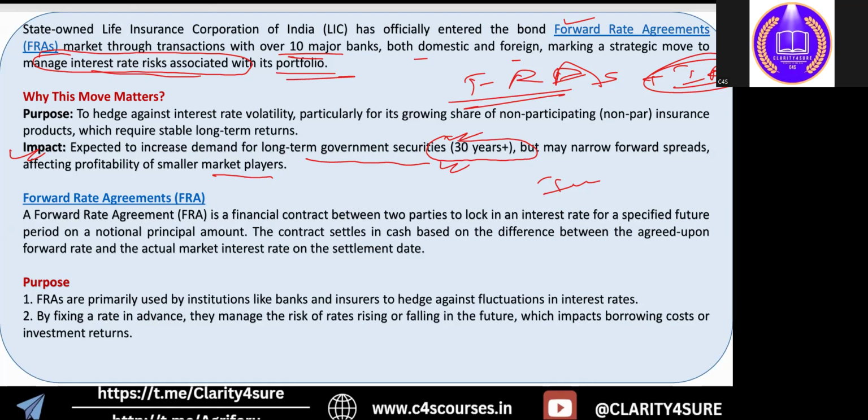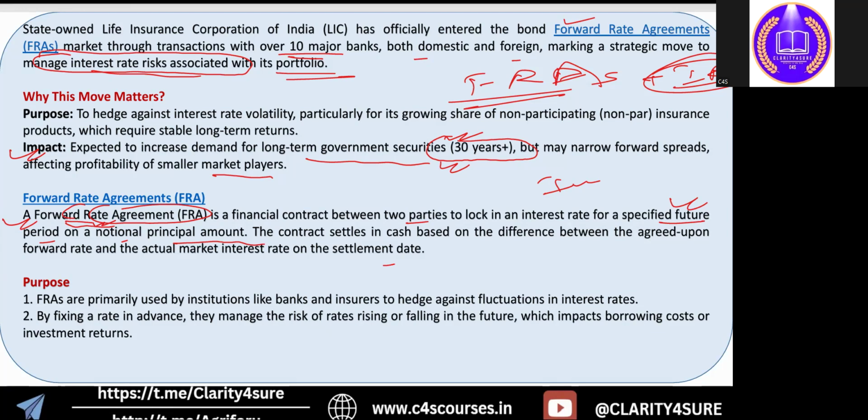All right. तो FRA का यहाँ पे definition भी दिया है, as you can see, forward rate agreements, as the name says, forward rate agreement means agreement कहाँ पे हुआ है? At forward rate, future rate. ठीक है? Is a financial contract between the two parties to lock in an interest rate for a specified future period on a notional principal amount. कुछ प्रिंसिपल अमाउंट होगा, नोशनल होगा, नॉमिनल होगा, उस पे क्या है, लॉक इन पीरियड ऑफ इंटरेस्ट रेट फॉर स्पेसिफाइड फ्यूचर पीरियड. The contract settles in cash based on the difference between agreed upon forward rate and actual market interest rate on the settlement.